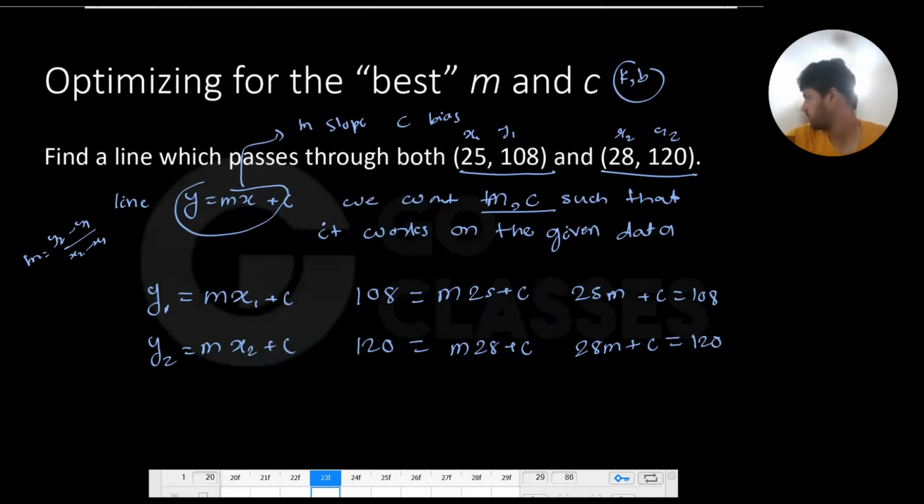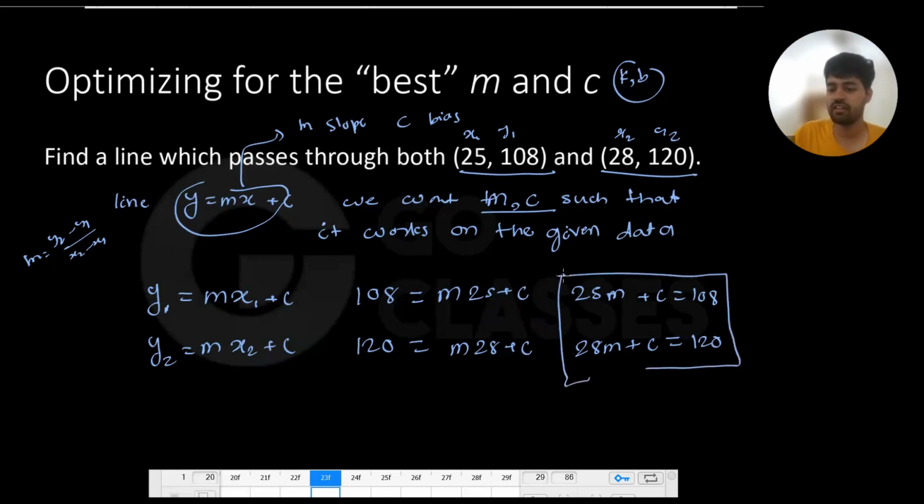Is this clear? I hope this is clear, right? And now what we'll do, we have two equations in two variables. This is a linear system. Yeah, like subtract the two equations and all, that is correct. But in the standard way, this is a linear system. We'll just solve the linear system, right? One way to solve this linear system is to subtract one equation from the other and solve for it.